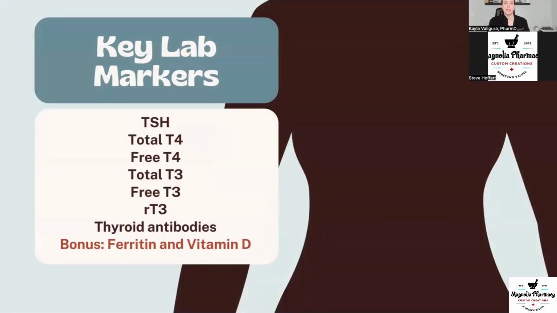So now we're going to talk about some key lab markers. We have TSH, total T4, free T4, total T3, free T3, reverse T3, and thyroid antibodies. And then I included at the bottom there a bonus lab. Basically those two, the ferritin and the vitamin D, can be investigated if we have done all of these other labs and still haven't quite nailed down what the problem is and where things are going wrong.